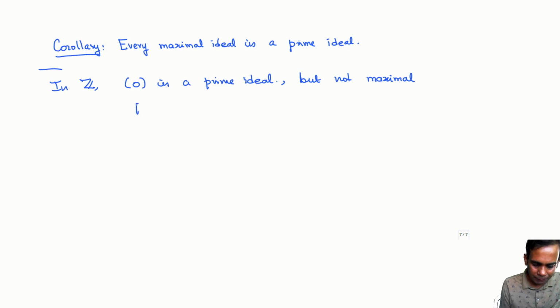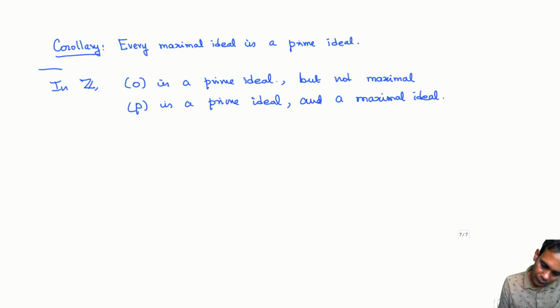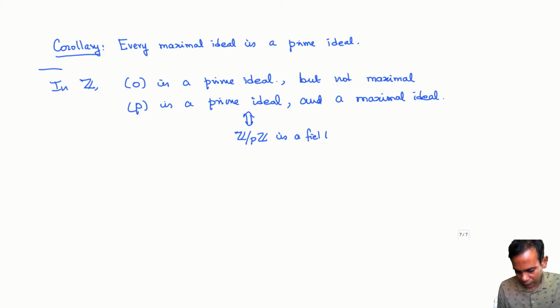And for a prime number p, the ideal generated by p is a prime ideal and a maximal ideal. The only ideal larger than pZ is Z itself. And this corresponds to the fact that Z mod pZ is a field. Okay, so it turns out that in the integers, most ideals are prime ideals.